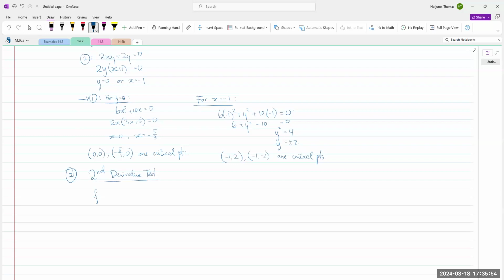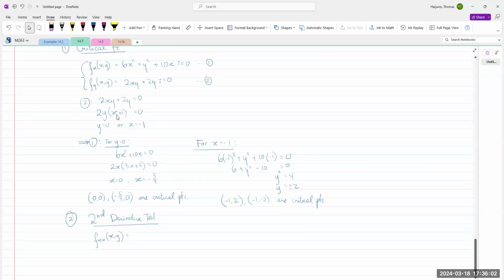Okay, let's do the partial derivative with respect to x again. So f sub x is that. When you do another derivative with respect to x, we get 12x plus 10. f sub y of xy will be 2x plus 2. And f sub xy at xy will be 2y. Right? Notice that we will get the same thing for f sub yx.